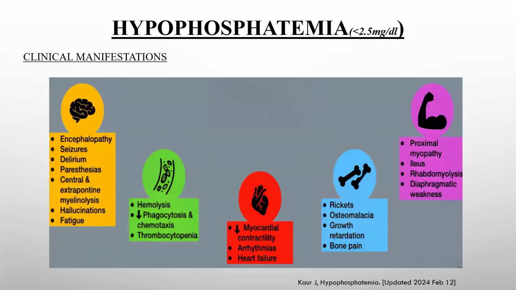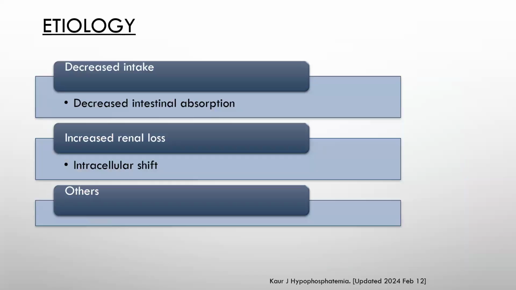Coming to phosphate levels, the normal is 2.4 to 4.5 milligram per deciliter. And when it is less than 2.5, we call it hypophosphatemia. The important clinical manifestations are CNS manifestations like seizures, delirium, fatigue, encephalopathy. It can cause hemolysis, thrombocytopenia. It can cause decreased myocardial contractility, causing arrhythmias and heart failure, and cause rickets, osteomalacia, growth retardation, and can also cause ileus, rhabdomyolysis, proximal myopathy, etc.